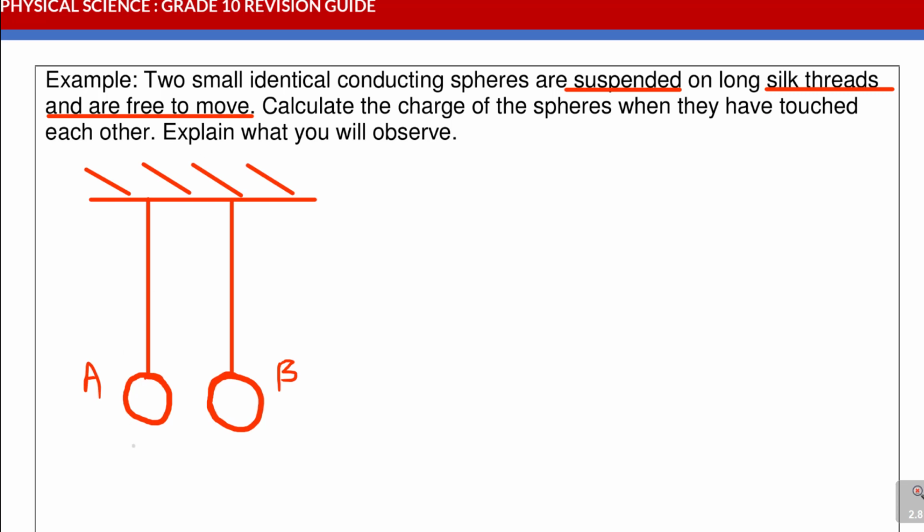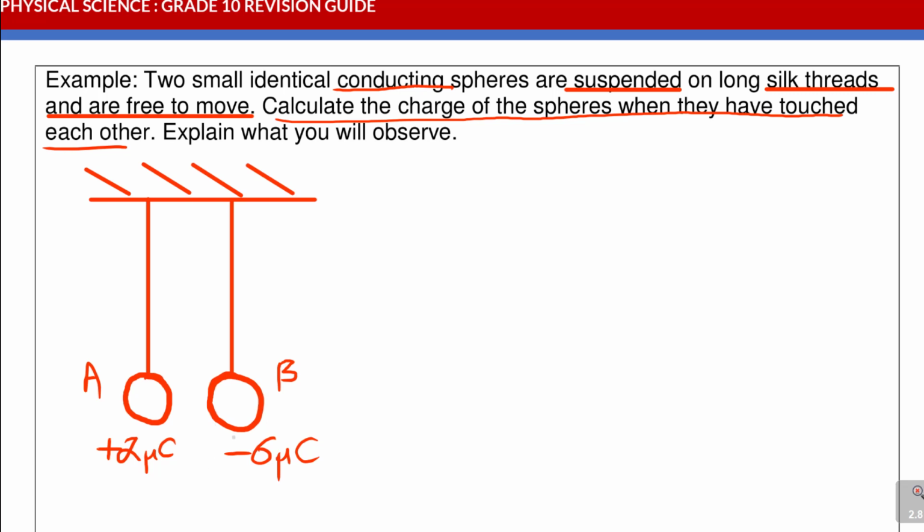So now let me make an example. Let's say this one is a positive 2 microcoulomb. This one is negative 6 microcoulombs. Let's assume these were the charges on the spheres, because they are saying conducting spheres. So if they are conducting, it means they have been charged. And then calculate the charge on the spheres when they have touched each other.